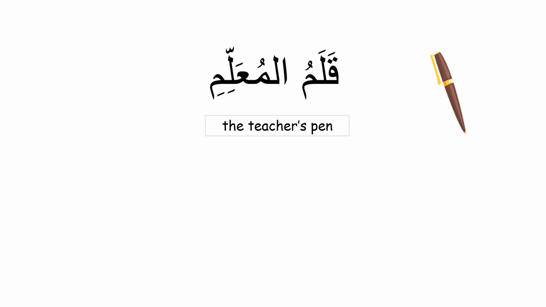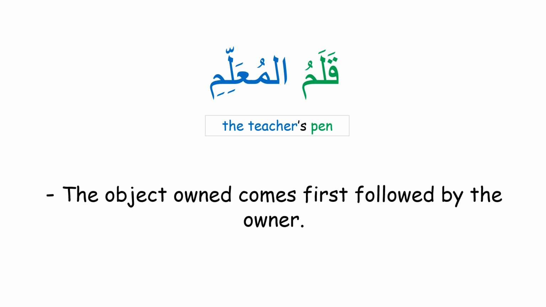So this is our very first إضافة construction, قلم المعلم. You can easily tell from the translation that it expresses possession, and perhaps the most striking thing for an English speaker here is the syntax. Notice that in Arabic, قلم, pen, goes first, and that al-muallimi, the teacher, the owner of that pen, goes second. Also notice that there is no link between the two Arabic nouns. So all in all, the order is reversed in Arabic. The object owned comes first, followed by the owner.